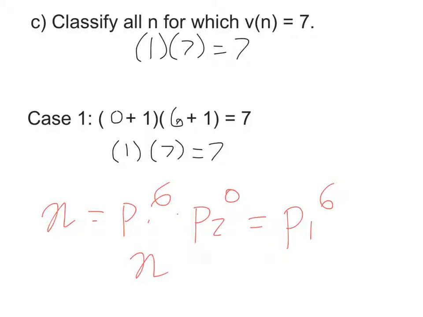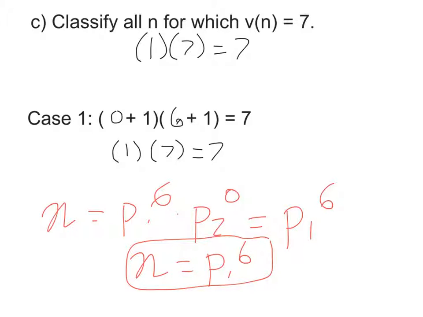Therefore, how can we classify all n? n simply must represent some prime raised to the 6th power. As long as we have one unique prime raised to the 6th power, we will always guarantee that we will only have 7 divisors.